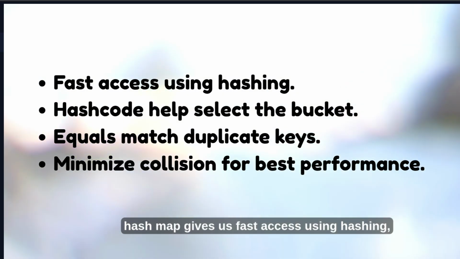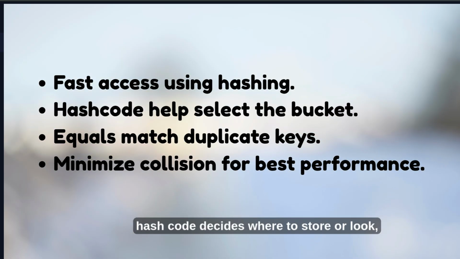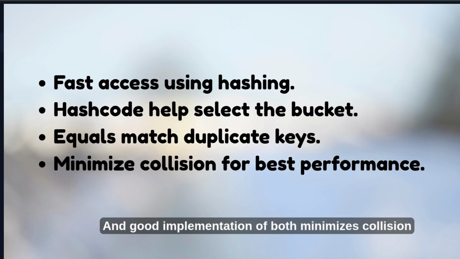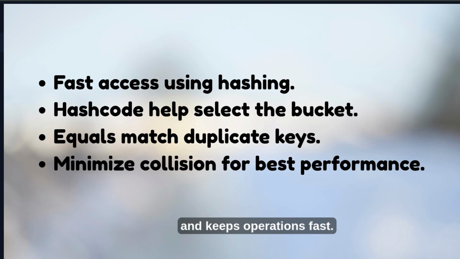In short, HashMap gives us fast access using hashing. HashCode decides where to store or look. Equals ensures we match the right key. And a good implementation of both minimizes collisions and keeps operations fast.